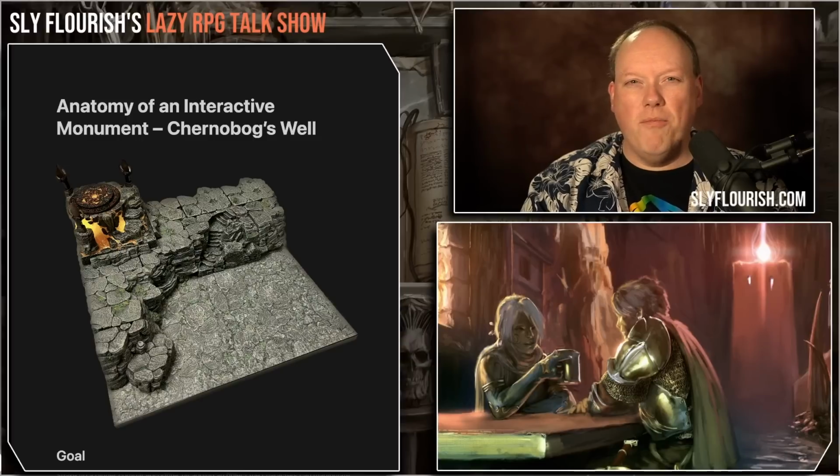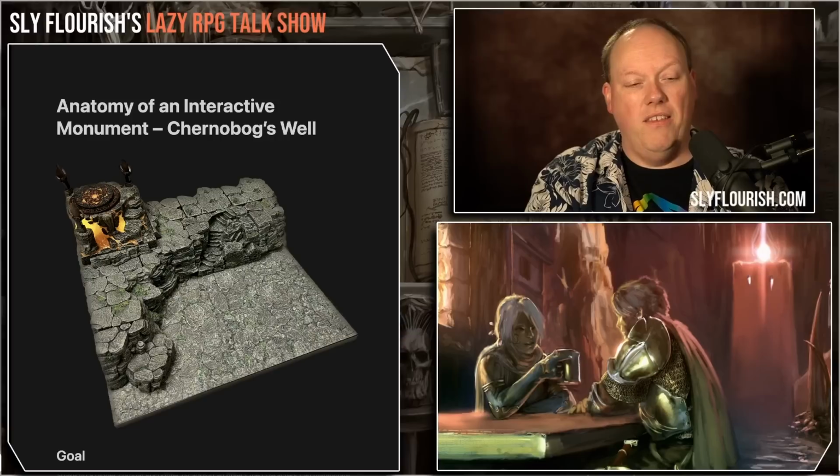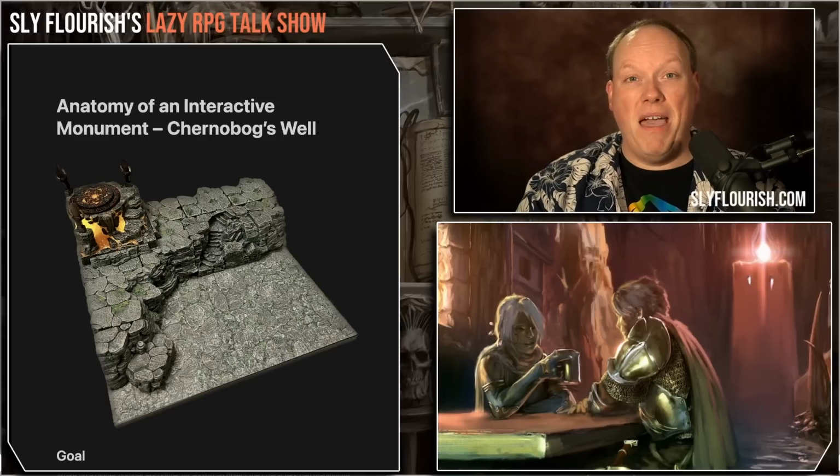So the way an interactive monument works, it's an object that's in the world that has some kind of effect on the battle in one direction. And we're going to talk about all the details in this video about how that exactly works. But basically, there's an object in this battle that the characters can manipulate. They can do stuff with it, and it is also affecting the battle in some other way.